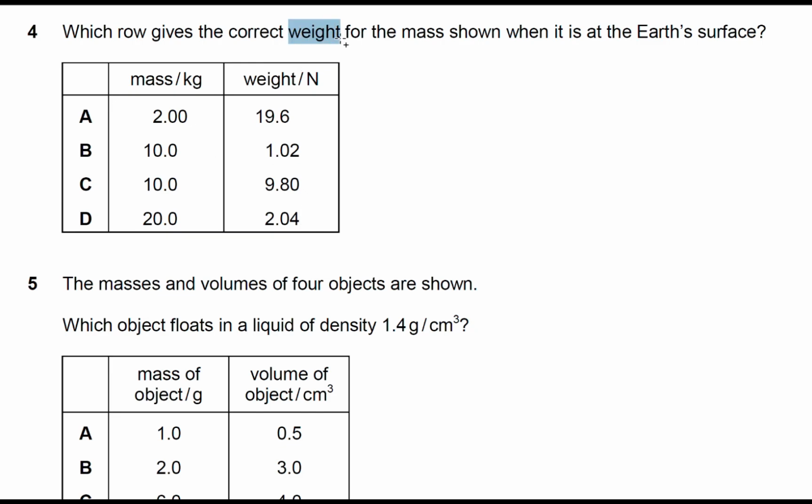So the weight formula is mass times acceleration due to gravity. For the Earth, acceleration due to gravity is 9.8. So the mass is 2, the acceleration due to gravity is 9.8. 2 times 9.8 is 19.6. So the first option itself is right. And then obviously the other options you can check, these will be wrong. So the correct option is A.